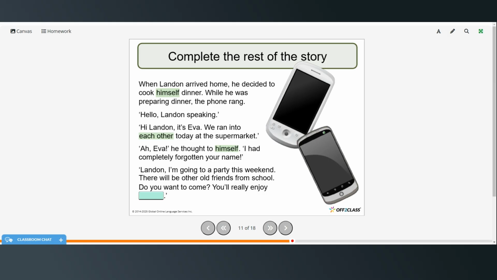Landon, I'm going to a party this weekend. There will be other old friends from school. Do you want to come? You'll really enjoy yourself.